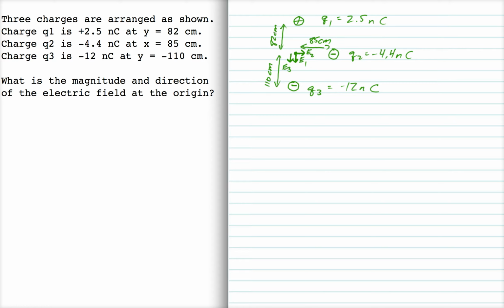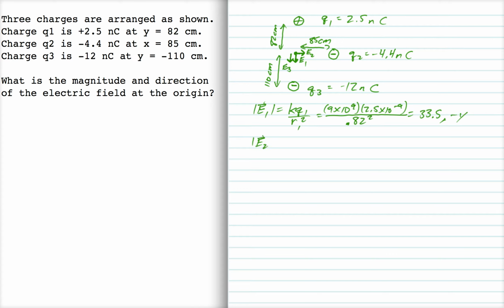Alright, so we just need to add these vectors up. First I'm going to find the magnitude of each vector, the magnitude of E1, kQ1 over R1 squared. So that gives us 33.5 newtons per coulomb in the minus y direction.